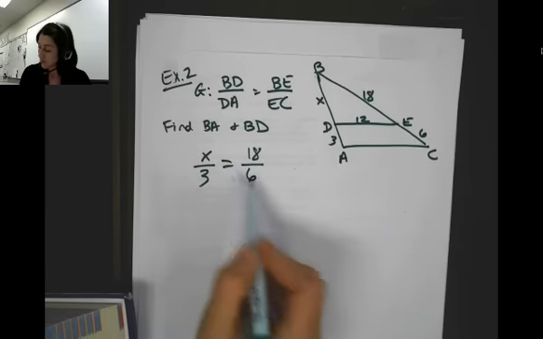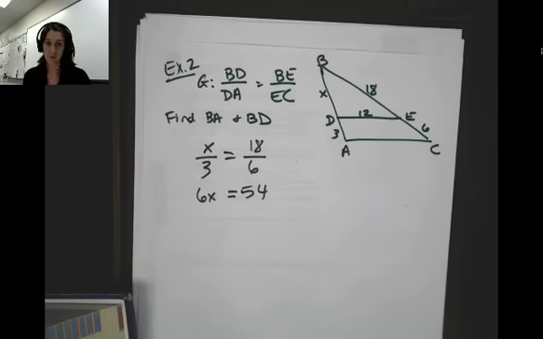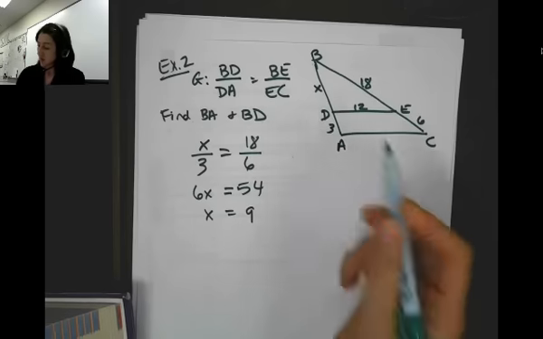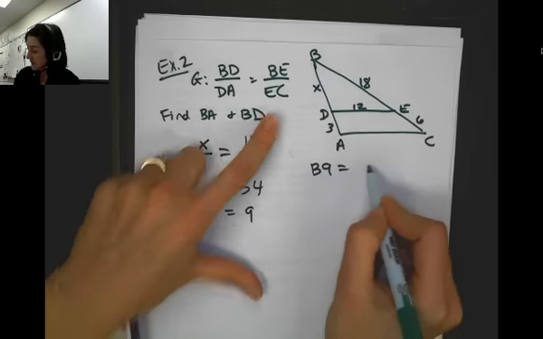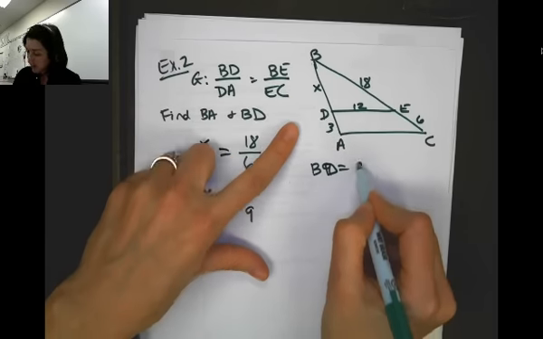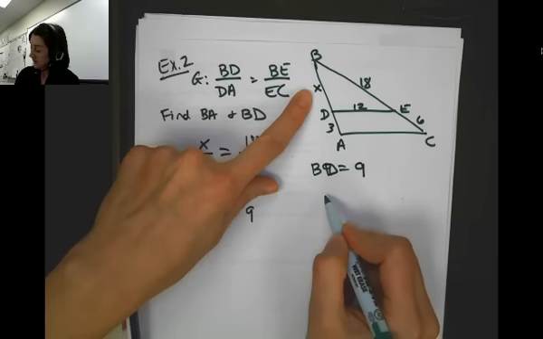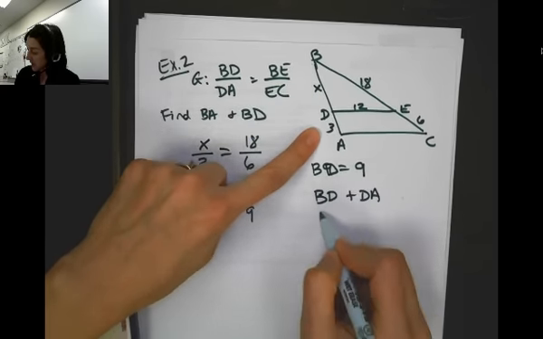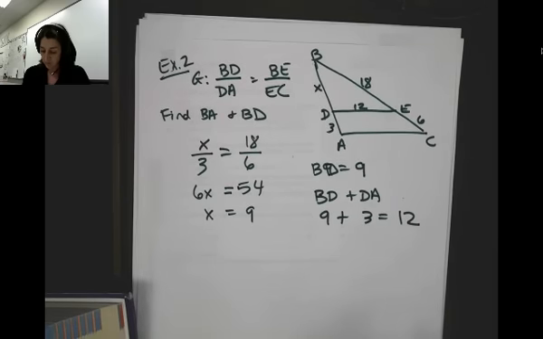And I'm going to use the cross products property to solve for X. So 6x equals 54, X equals 9. So I now have X is BD, so BD equals 9. And then to get BA, of course, it's just BD plus DA, or 9 plus 3 equals 12. Answering both parts of the question then.